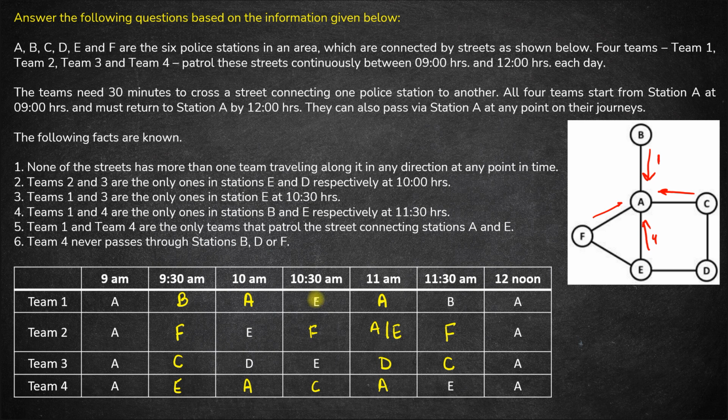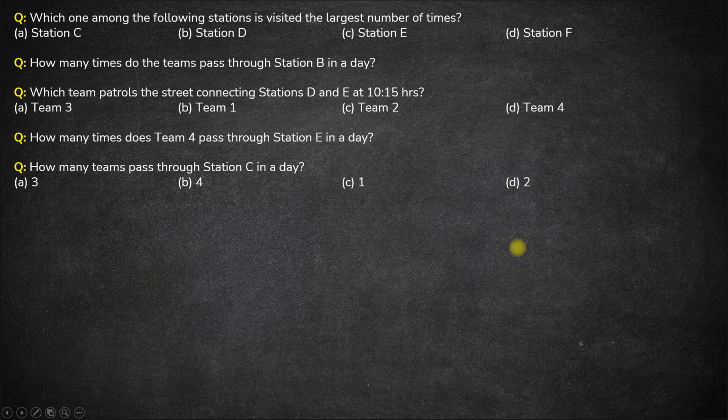Between F and A, no one else is patrolling. Between F and E, no one else is patrolling. So both of these are possible, F to A and F to E. And between A to F no one else is patrolling, and between E to F also no one else is patrolling. So team 2 can go to either station A or E at 11 am. Right? So this completes the whole table as to which team is patrolling between which 2 stations between the times given. Let us look at the questions now.